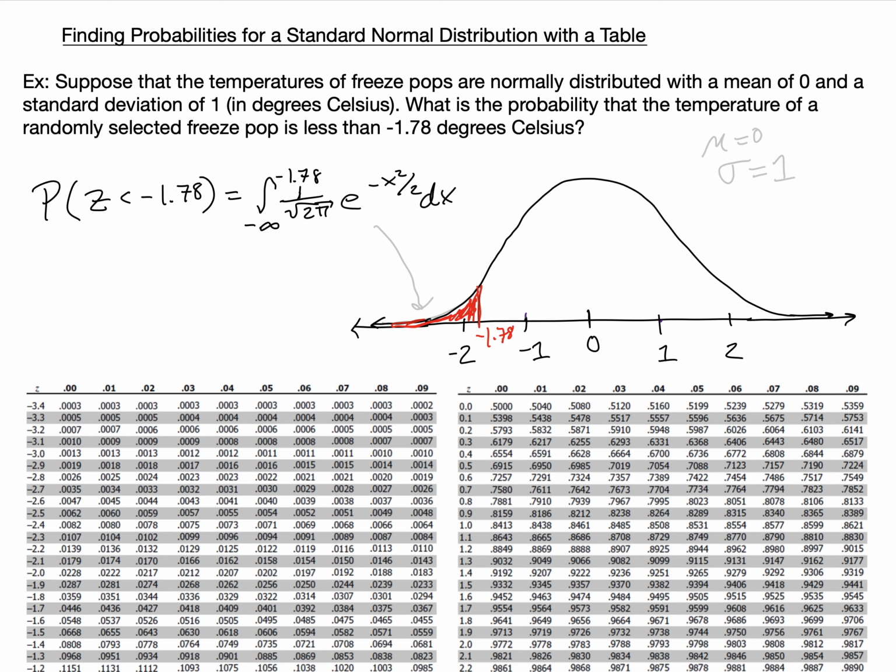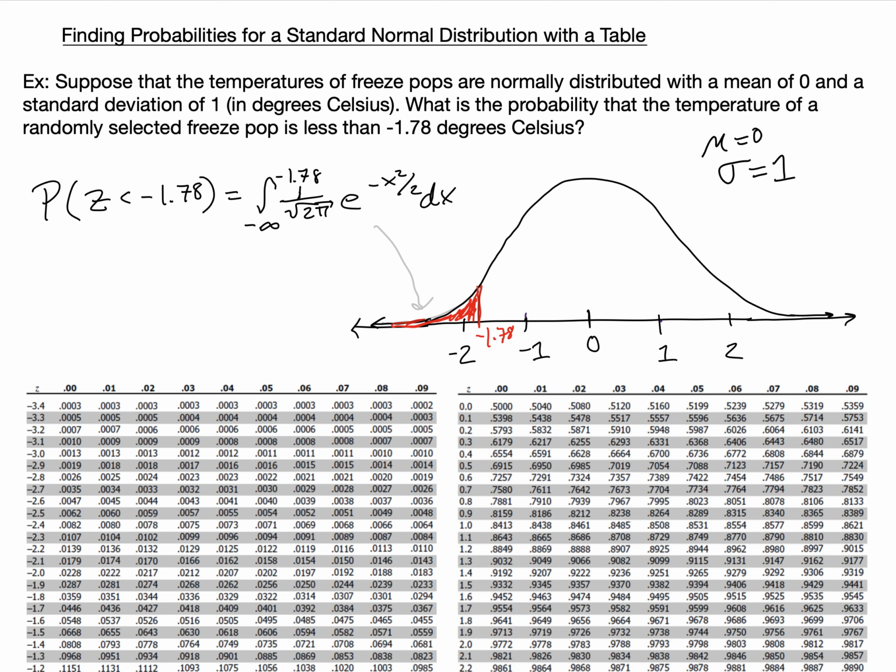In this video, we're going to talk about finding probabilities for a standard normal distribution using a table. Before, we talked about standard normal distributions as being normal distributions where the mean is 0 and the standard deviation is 1. And we said they all have bell-shaped curves that are symmetric, as does any normal distribution.